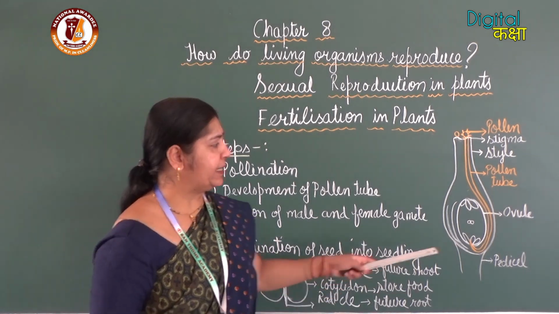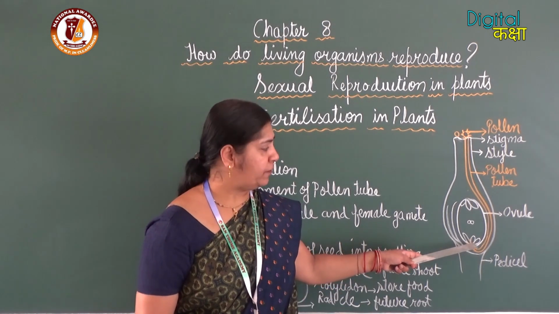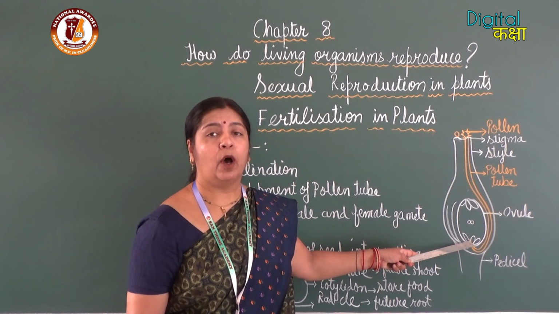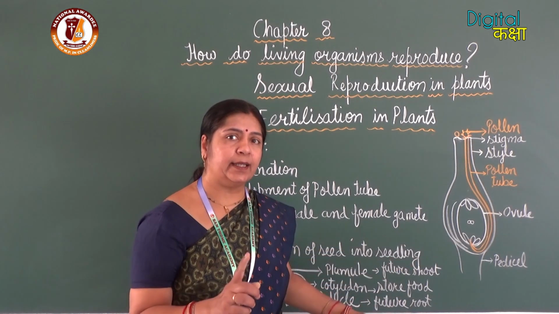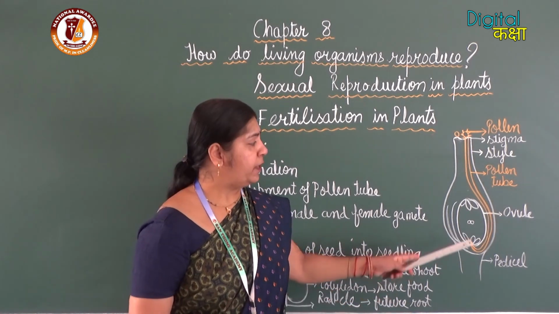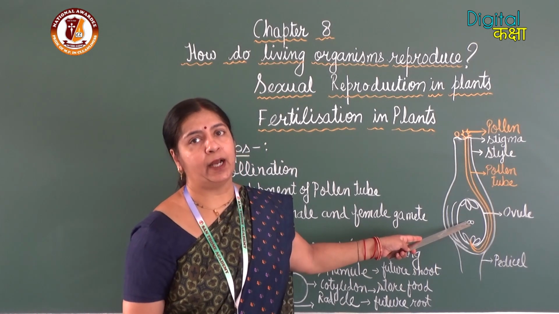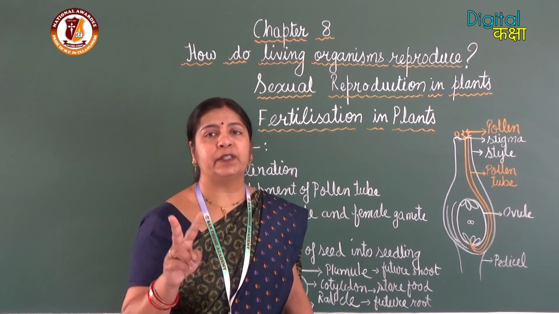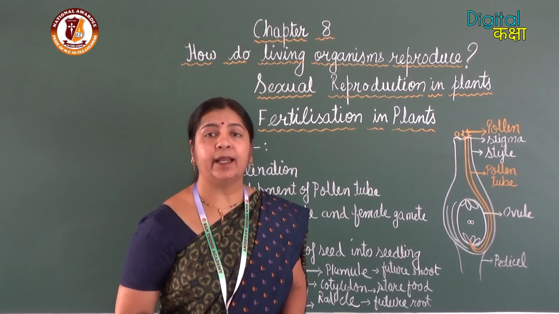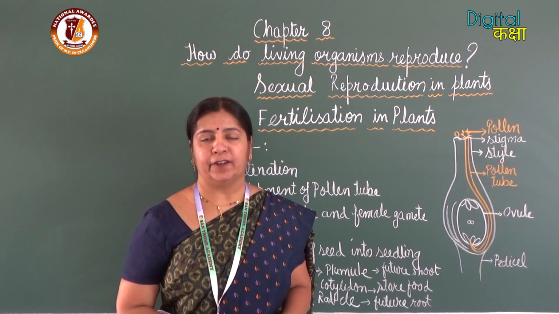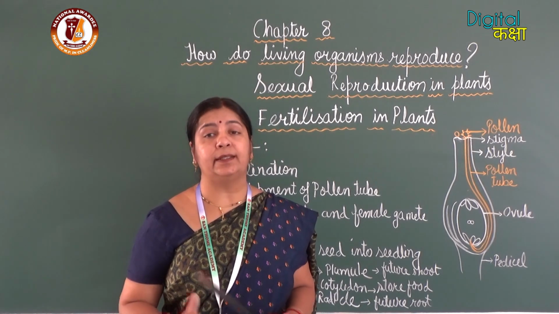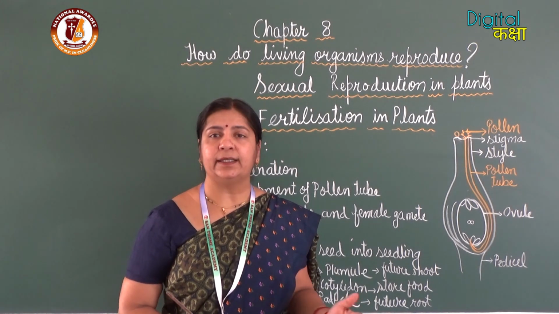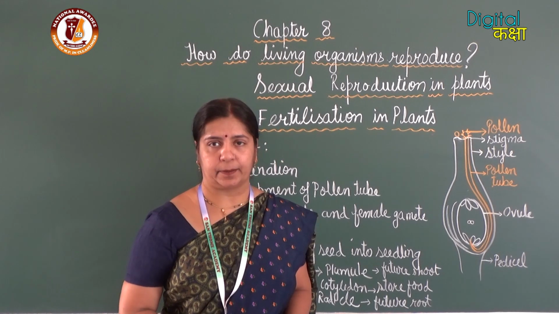At the time of fertilization, one male nuclei will fuse with the polar nuclei of the egg, and the other male nuclei will fuse with the central nuclei of the egg. In this way, 2 times fertilization takes place in the flowering plants, and this is called double fertilization. So in flowering plants, we see double fertilization taking place.